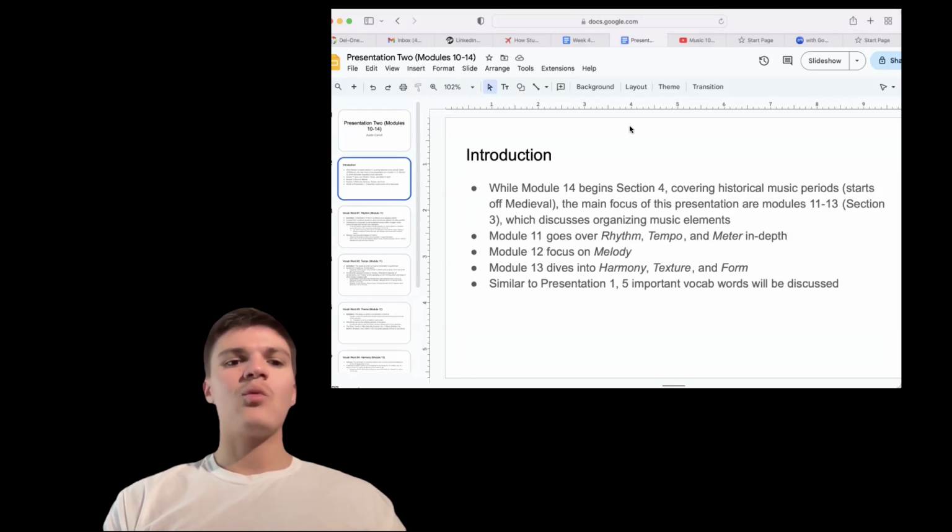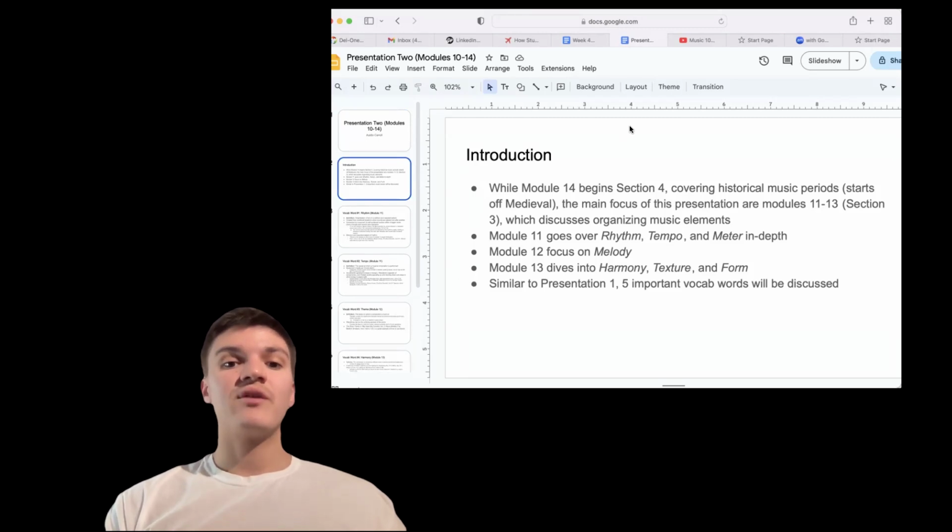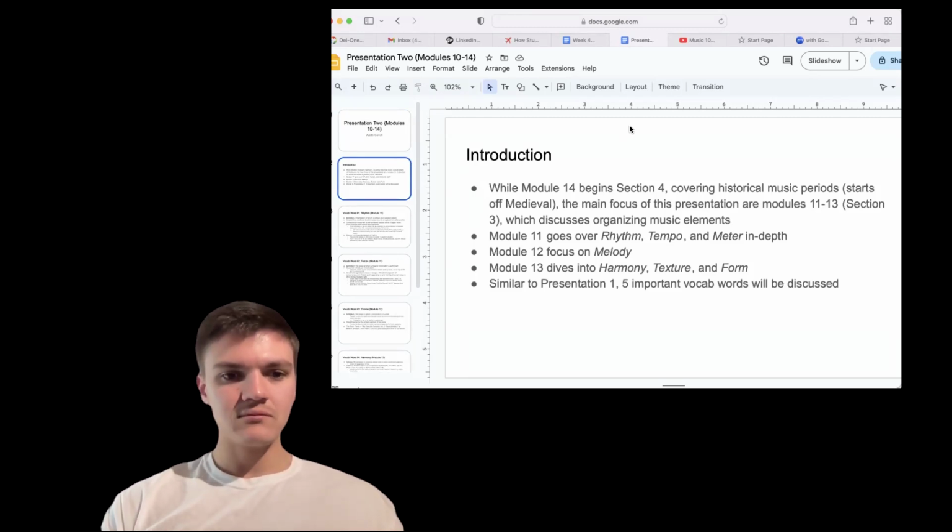First off, I want to say while Module 14 begins Section 4, which covers historical music periods, starting with the medieval period, the main focus of this presentation is Modules 11 through 13, which is its own section in itself, discussing organizing music elements. Module 11 goes over rhythm, tempo, and meter in depth. Module 12 focuses on melody, and Module 13 dives into harmony, texture, and form. Similar to Presentation 1, I'll be going over 5 important vocabulary words with you.